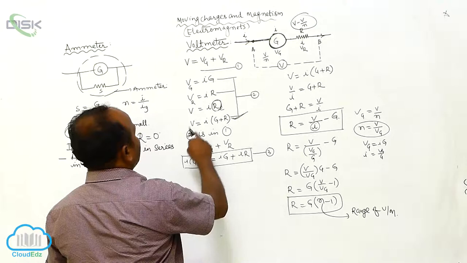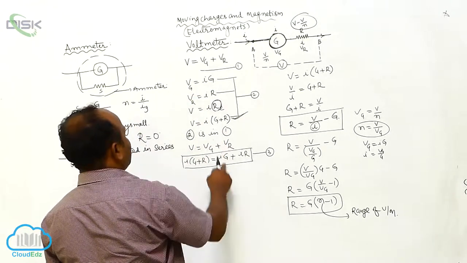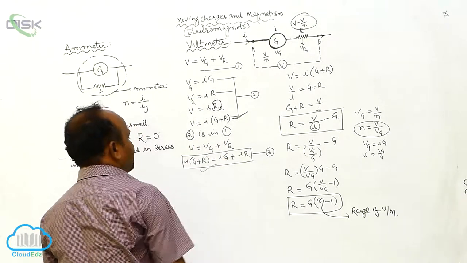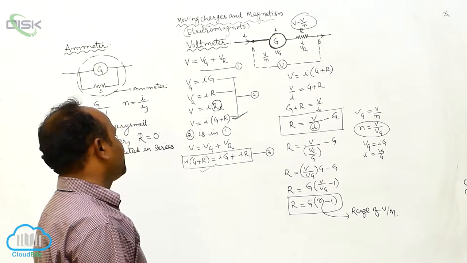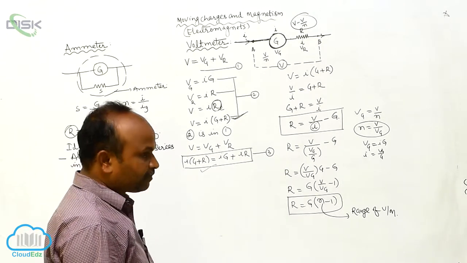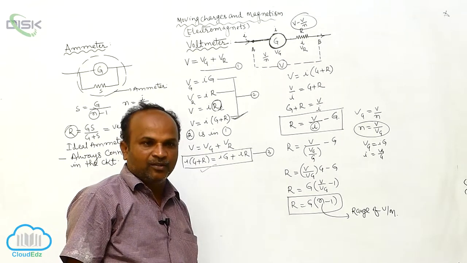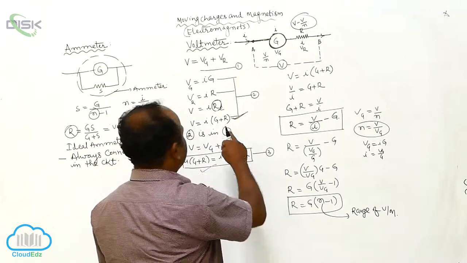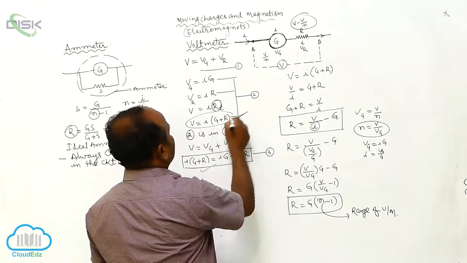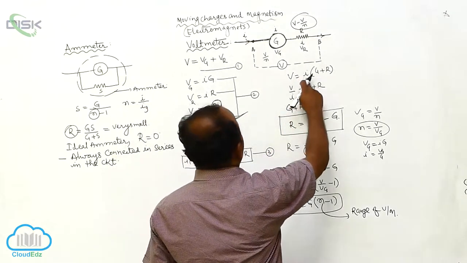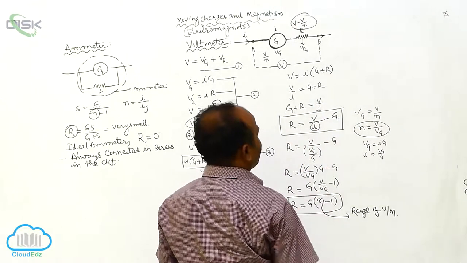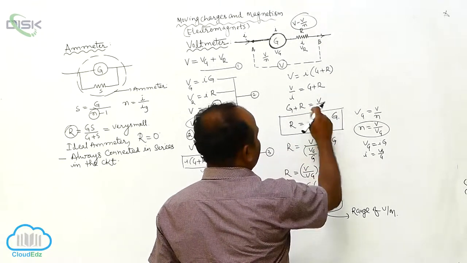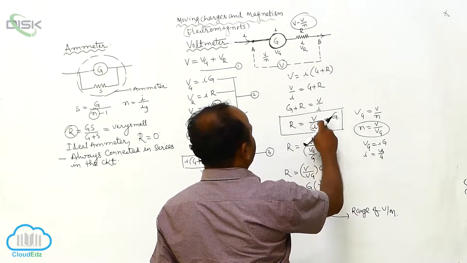Now these two equations are substituted in the first equation. Once again you are going to get I into (G plus R) is equal to I into G plus I into R. Next one, what is the range of the voltmeter you want to calculate? From this expression, V is equal to I into (G plus R). Therefore, G plus R is equal to V by I. R is equal to V by I minus G.